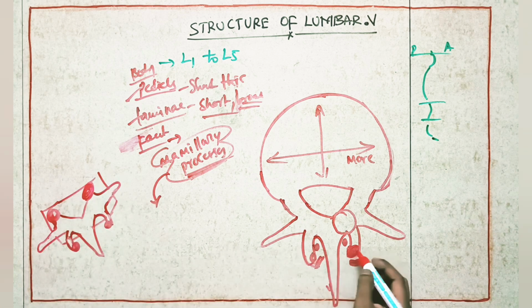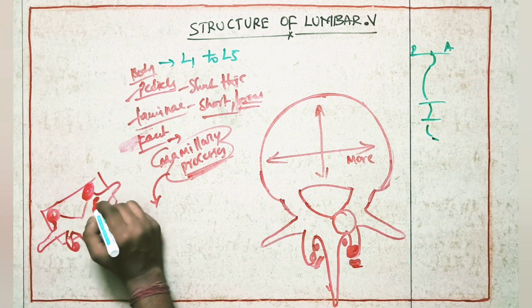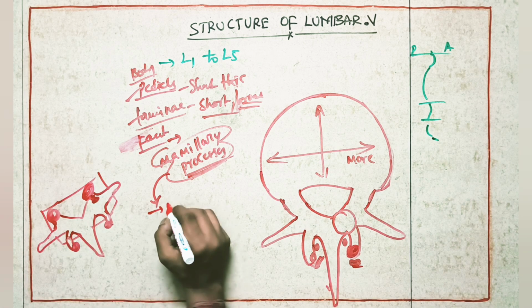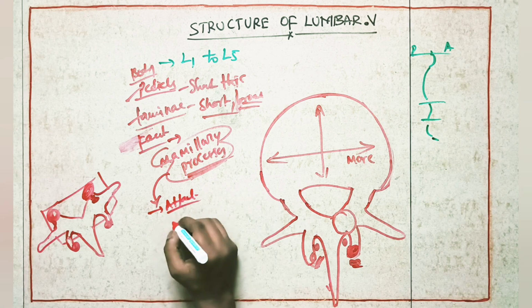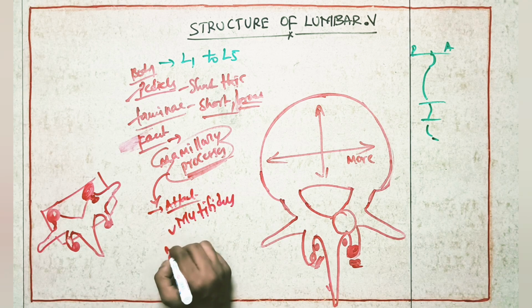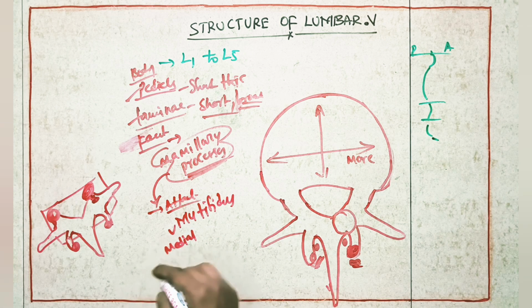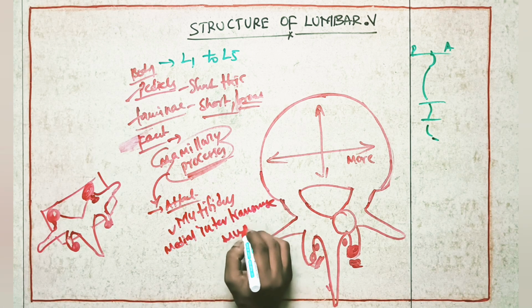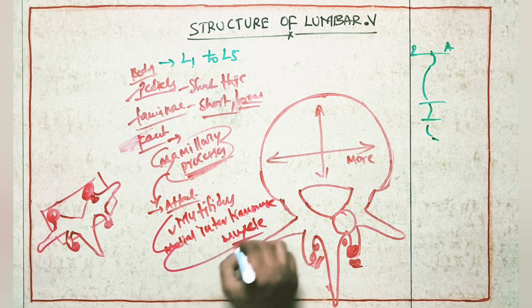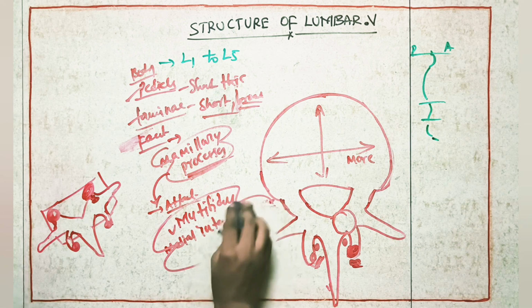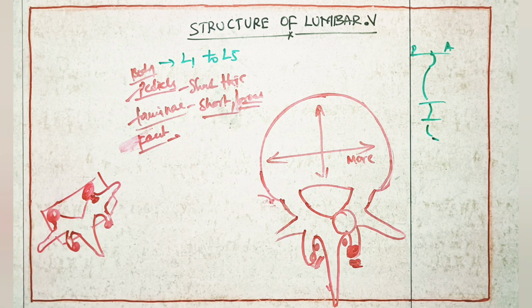So if this is the superior facet, here we can see the mammillary process, just behind the superior articular facet. These are helpful for the attachment of two muscles: first, the multifidus muscle, and second, the medial intertransverse muscle. So to give attachment to the multifidus and medial intertransverse muscle, we have the mammillary process. Okay, this is about the facet joints. Now we'll see the transverse process.